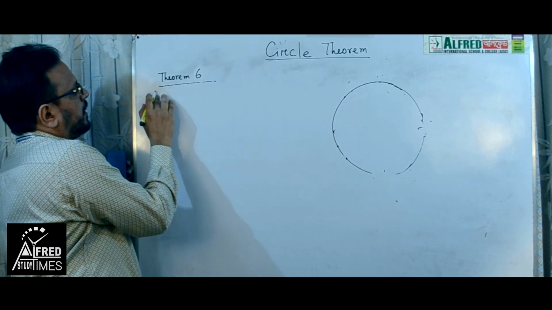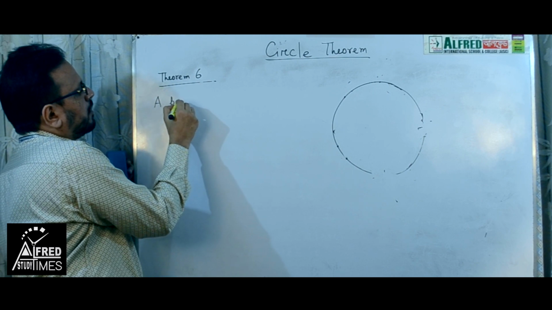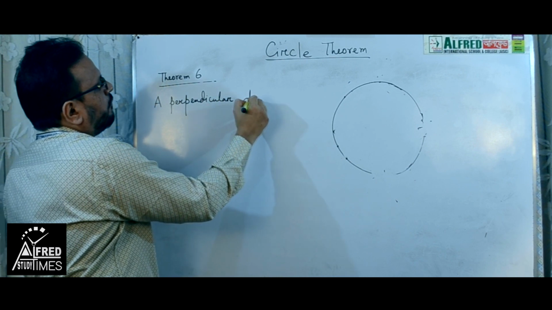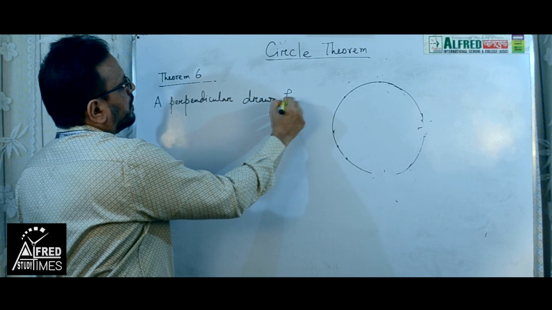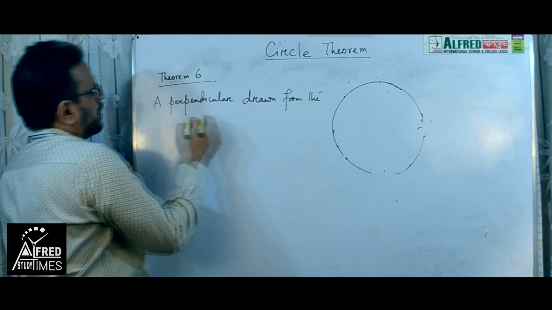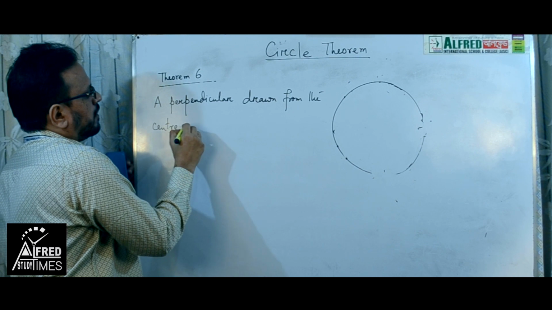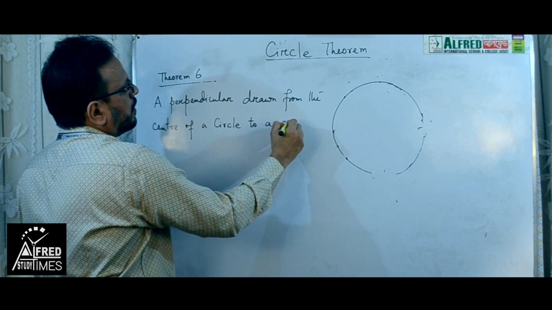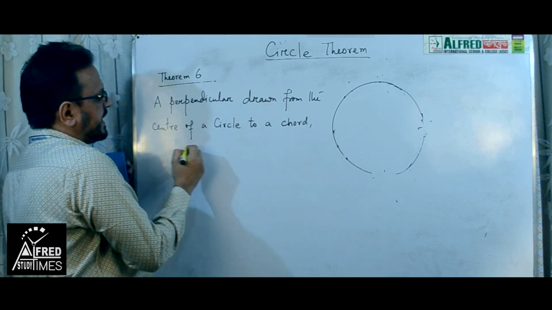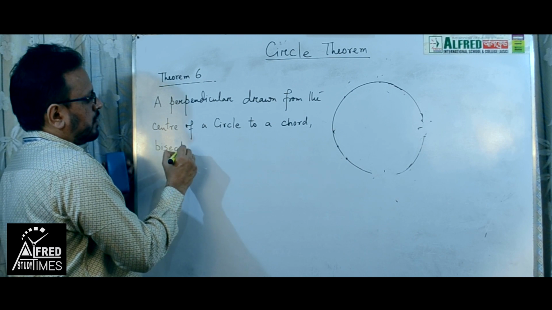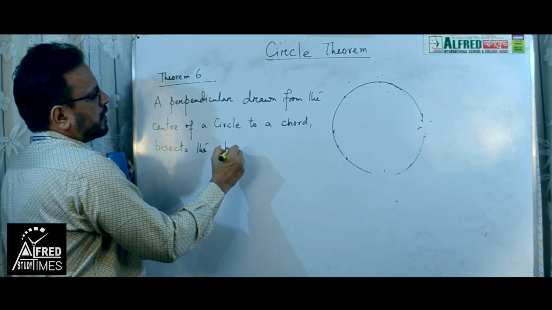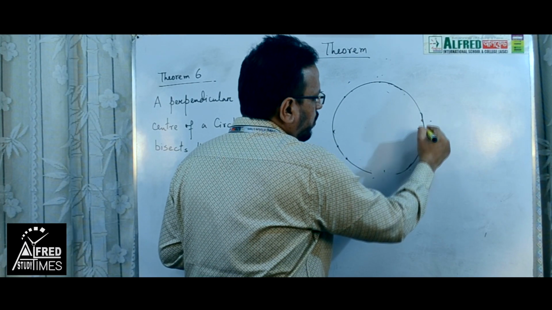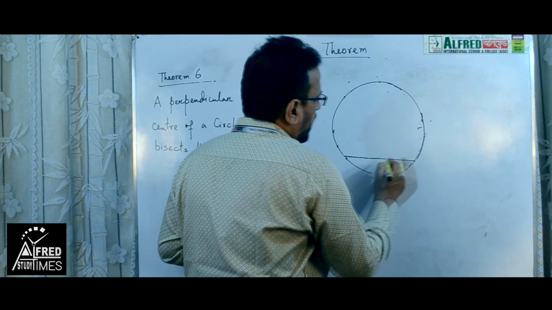So let me write the theorem. Theorem number 6. A perpendicular drawn from the center of a circle to a chord bisects the chord. So now what does this theorem say? I'm explaining to you. Let us join AB, and this is a chord.